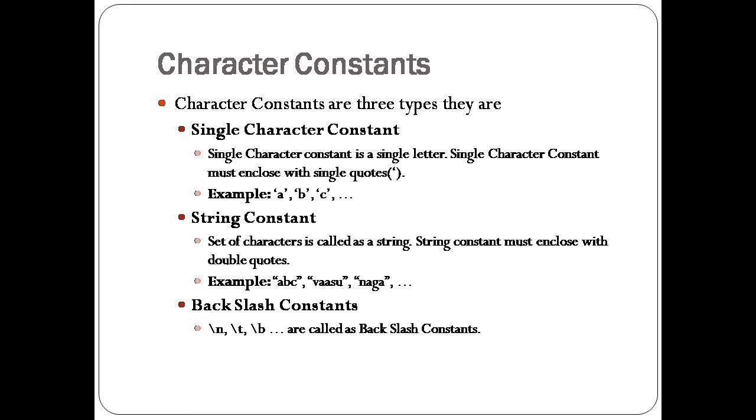A set of characters is called a string. A string constant must be enclosed in double quotes. For example, "A", "B", "C", "Vasu", "Naga". The third one is backslash constants. \n, \t, \b, and so on are called backslash constants.